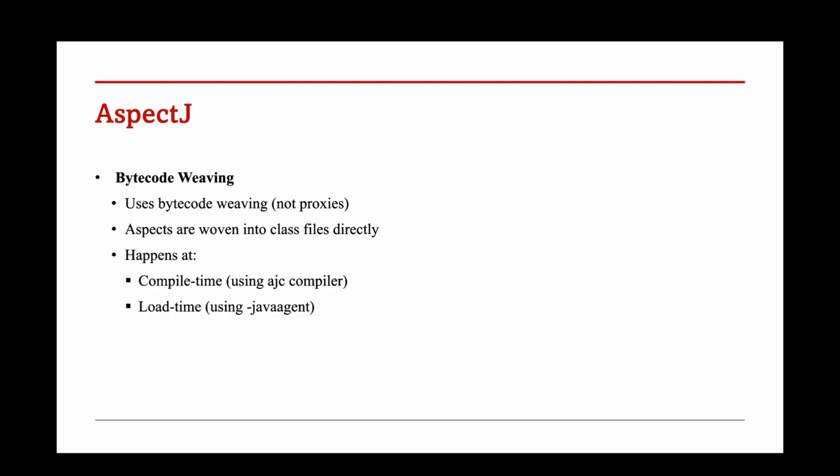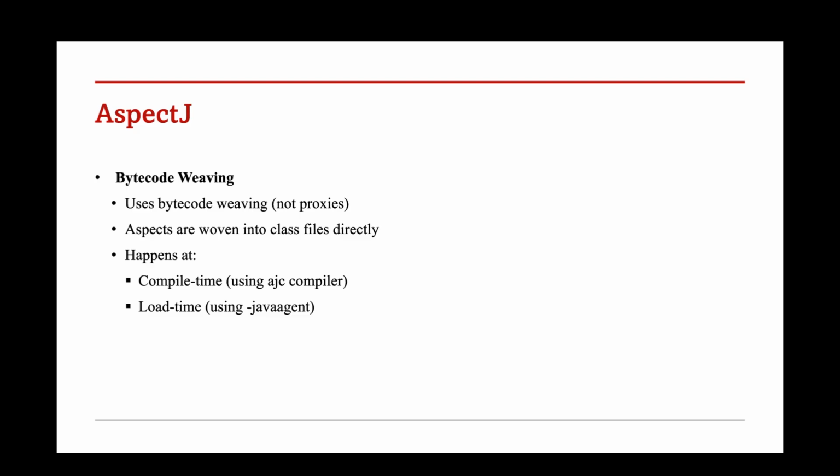Now, AspectJ is a completely different beast compared to Spring AOP. Spring AOP works through proxies at runtime. AspectJ goes much deeper than that. AspectJ uses bytecode weaving. Your aspects get woven directly into the compiled class files, not through a proxy at runtime. The bytecode of your actual classes is modified to include the aspect logic. And this weaving can happen at two different times.